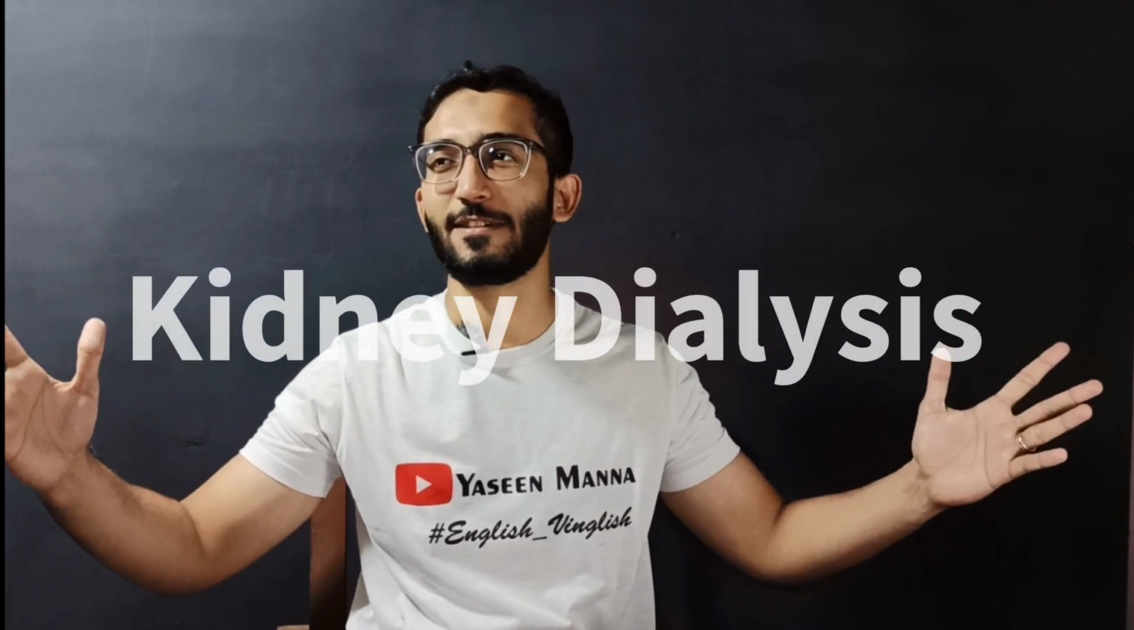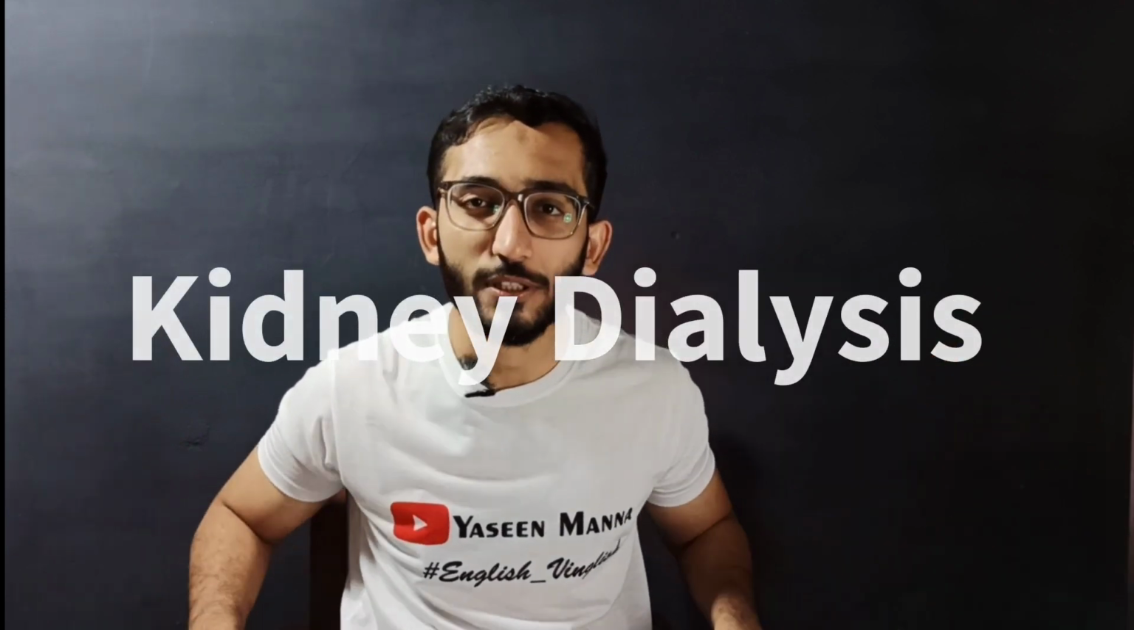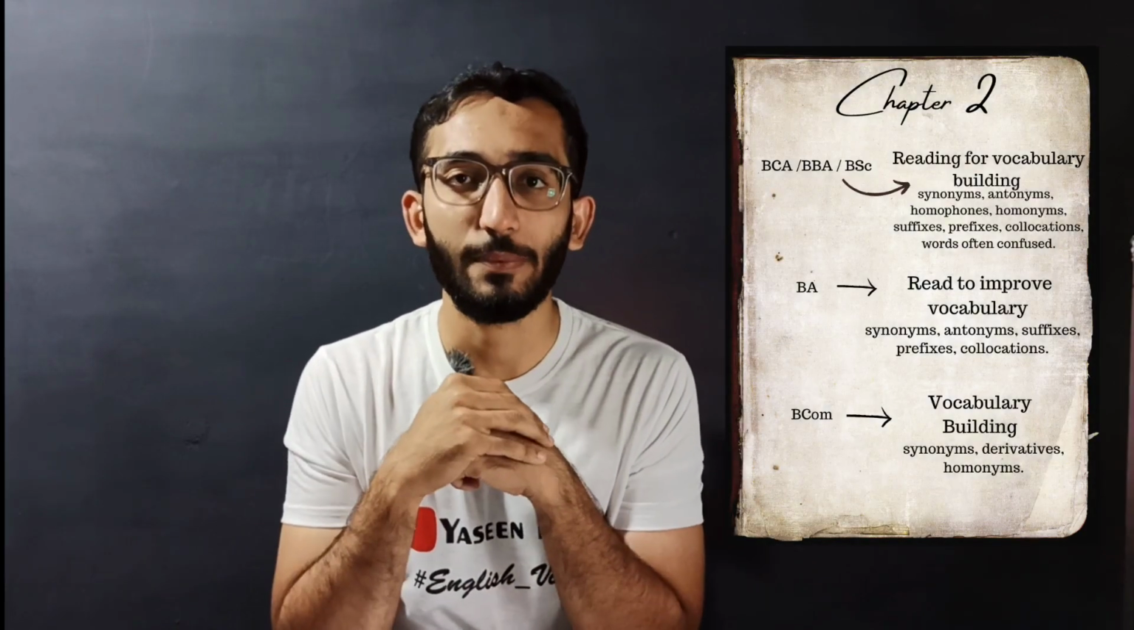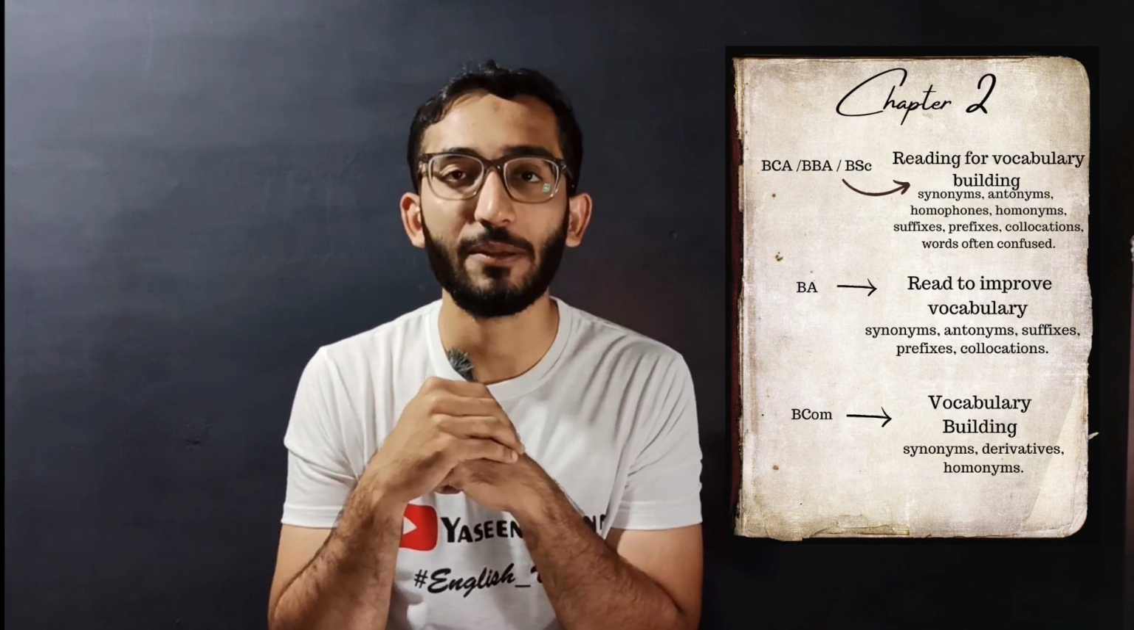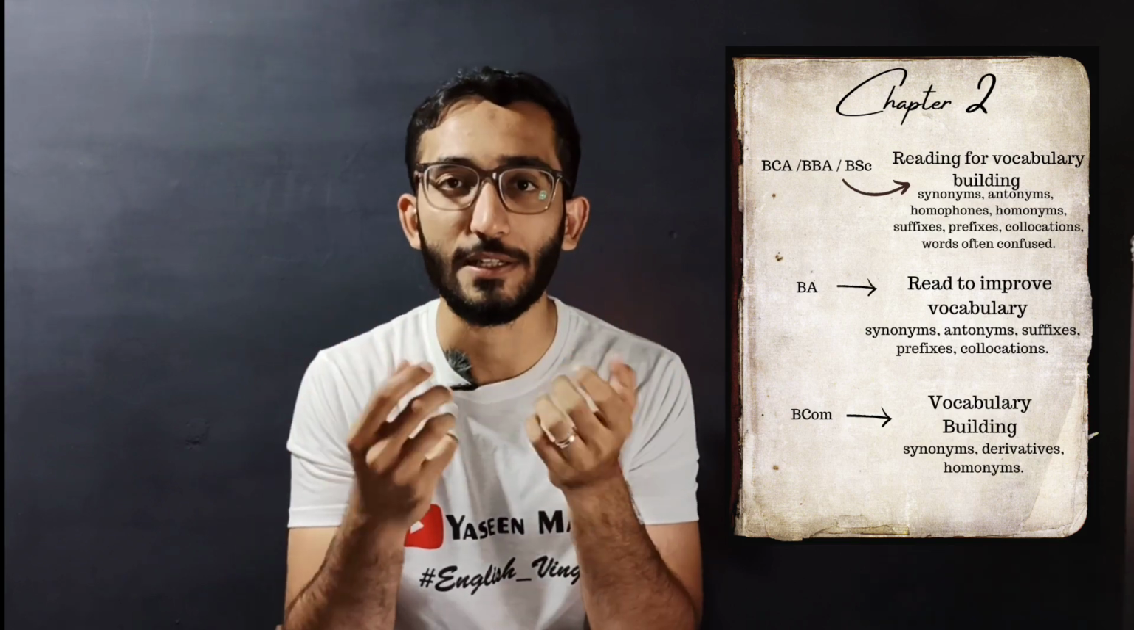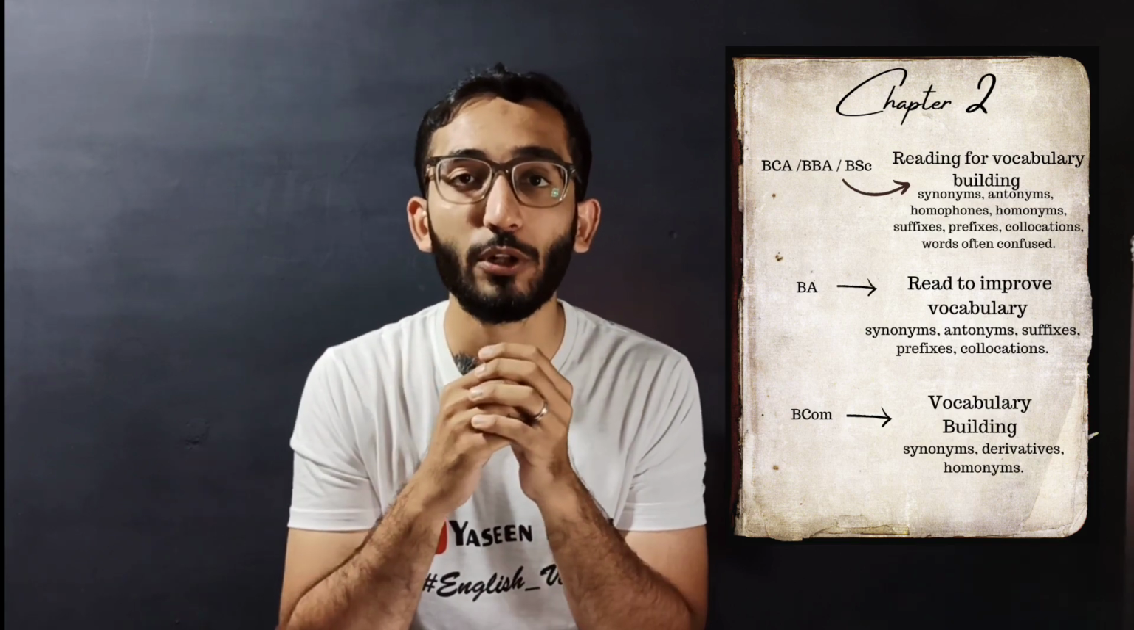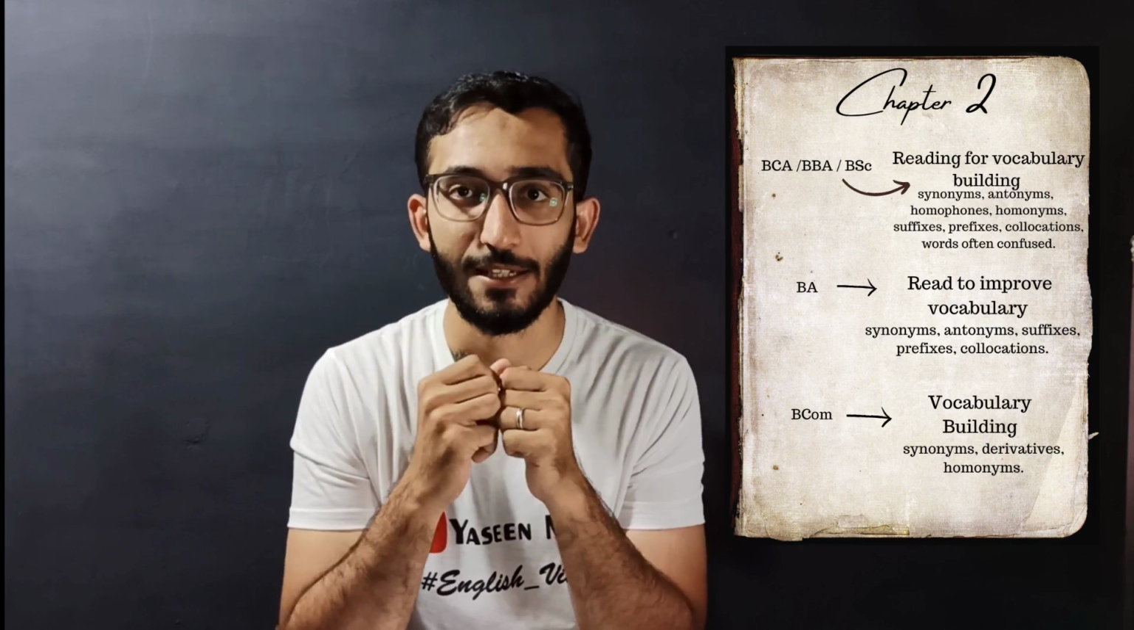Be on point. Imagine for the passage I showed you, you give a title such as kidney dialysis. How would that sound? Absolutely rubbish and irrelevant, right? So read the passage and give a suitable title that suits the passage. Chapter 2 is about vocabulary building. Reading for vocabulary building. What is vocabulary? The use of words. Knowing more words is very important to enhance our language skills, right?